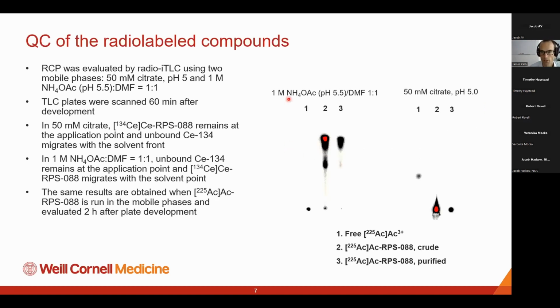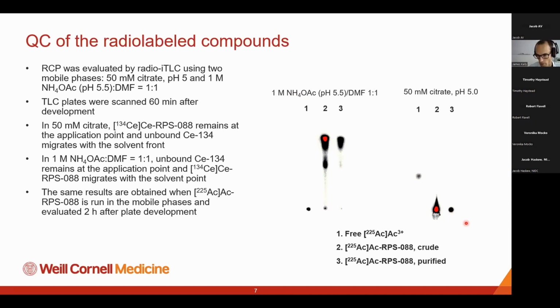And these 2 mobile phases give exactly the same results with actinium. So in this case, we're imaging the TLC plate by phosphor imager rather than by a TLC scanner, simply because we didn't have enough activity for the TLC scanner to detect the signals. But again, in the case of the ammonium acetate DMF method, we see migration of our compound. And in the case of the citrate, we see it staying at the application point.